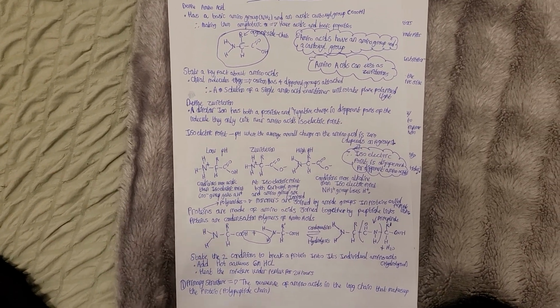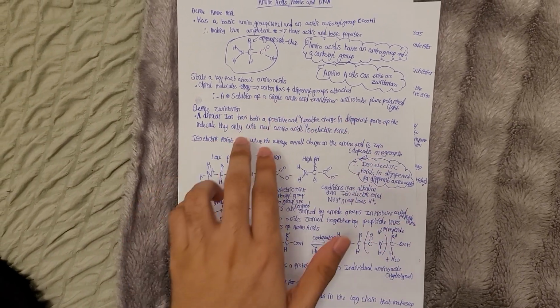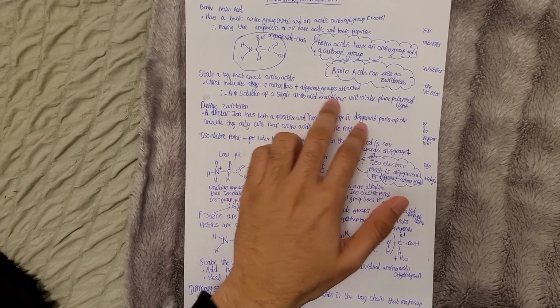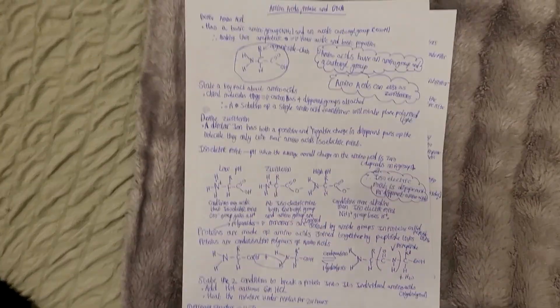And you need to be very specific with what you're saying, because in the mark scheme they're looking for that. A solution of a single amino acid enantiomer will rotate plane polarized light.